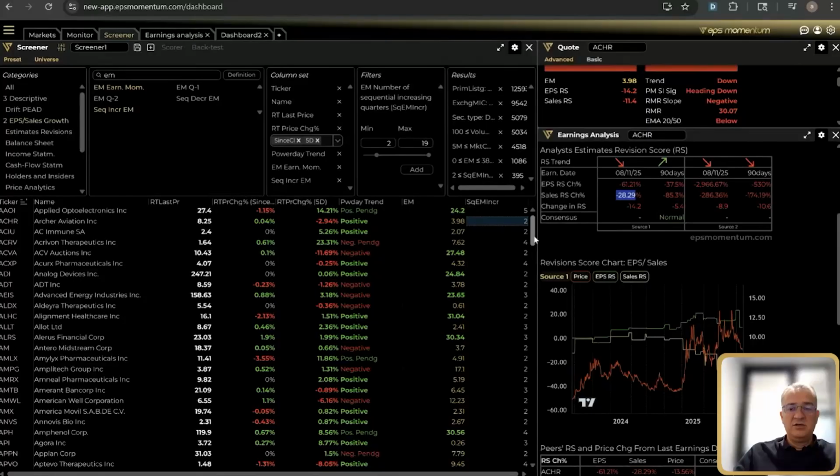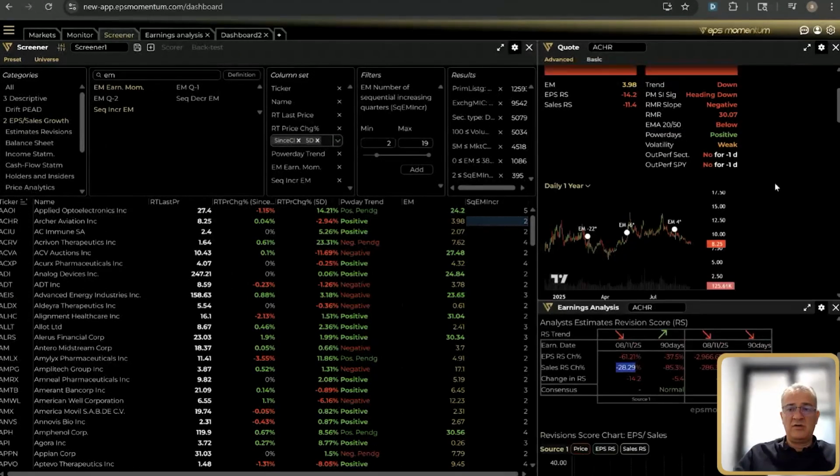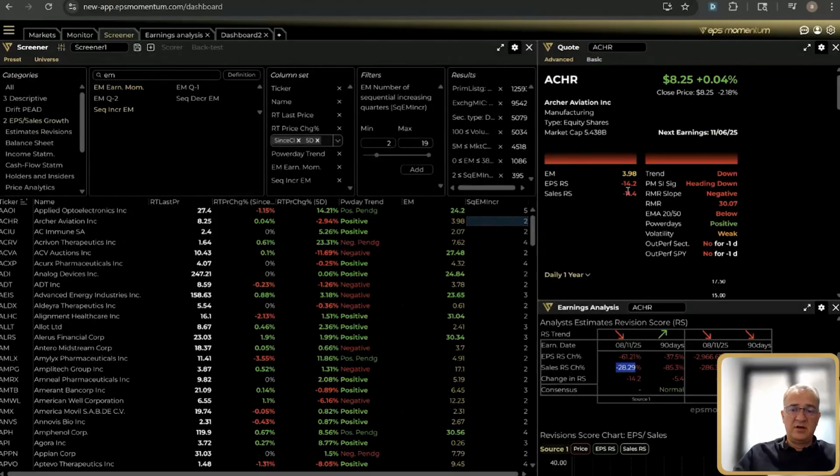So that's why you might have good EM, but yet price might go down because of those estimates. So that's why you have this combination here on the advance quote, where you have that combination of really earning momentum, earning per share, and sales, right? So this is really important to understand this concept. Now, how can I illustrate it?